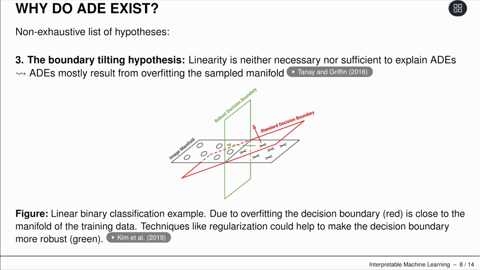Now if we're saying that we have this image manifold, and the red one is the standard decision boundary. But if we look more closely at the manifold, of course, we would like to really have a good decision boundary, more like slicing in that way, right? And of course, again, we have different ways of doing that. So how you tilt the decision boundary brings you to different kinds of ADEs and therefore also different kinds of robustness.